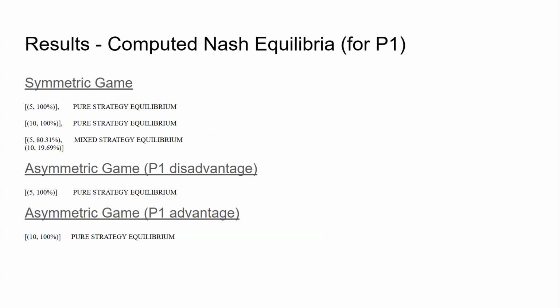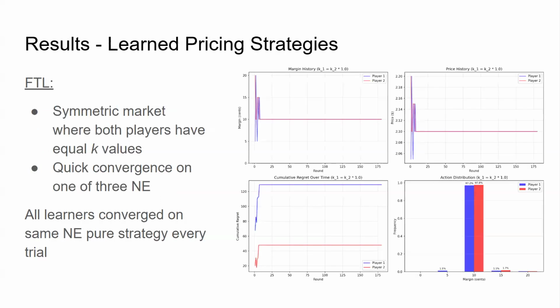And then for the asymmetric game, where P1 has a disadvantage, this is in the perspective of P1, by the way, P1 would have to price at 5 cents margin 100% of the time in order to get the maximum payoff. And then for the asymmetric game where P1 has the advantage, they will price at 10 cents, whereas P2 will have to price at 5 cents 100% of the time. The learned pricing strategies from each of the learners can be seen in the following slides.